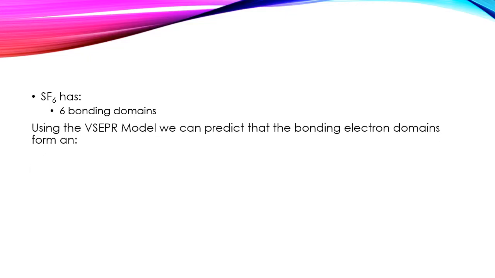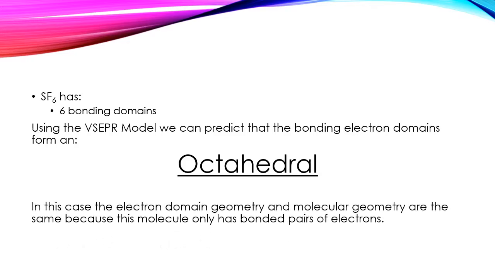As you saw on the previous screen, SF6 has 6 bonding electron domains, and with this information we use the VSEPR model to predict the shape that SF6 will form based off of the bonding electron domains alone. As you can see, it also forms an octahedral. So in this case, because of the lack of non-bonding electron domains, the electron domain geometry and molecular geometry are the same.